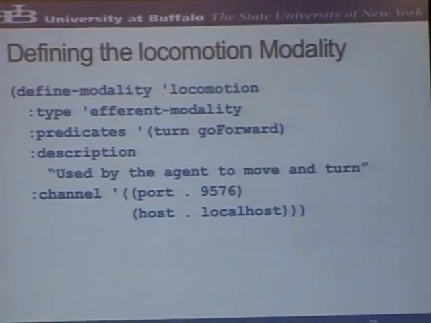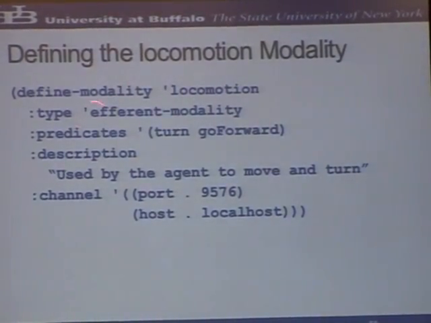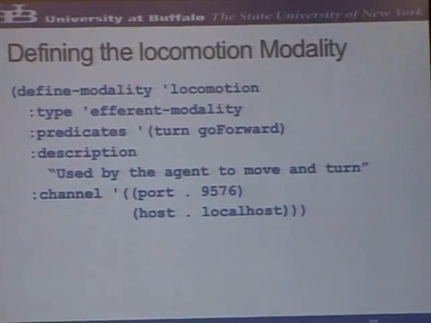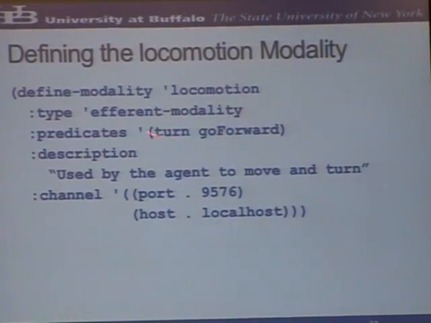Defining the locomotion modality, and this is from John, so we define the modality locomotion, and these are 1, 2, 3, 4 of the 9 parameters. The others are, the default gets left. So this is an efferent modality. It uses the predicates turn and go forward. It's used by the agent to move and turn, and it uses this channel to communicate with PMLC.